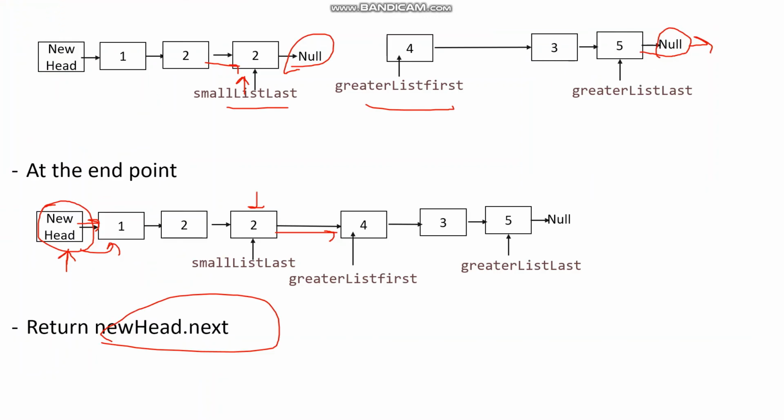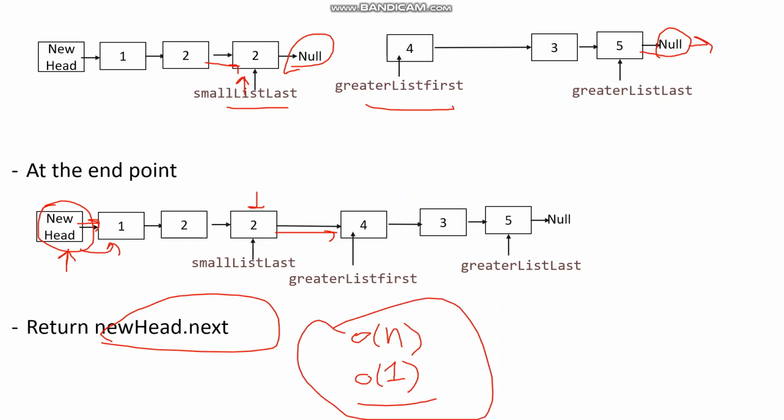So what is our time complexity going to be? Our time complexity will be O(n), because we are iterating the list only once, and our space complexity will be O(1), because we are not creating any extra variables, or we are not consuming any extra space while iterating the list. So this is going to be our time complexity and the space complexity.